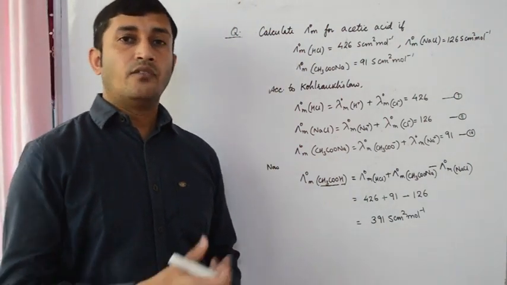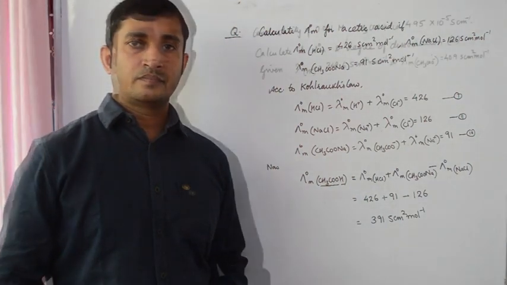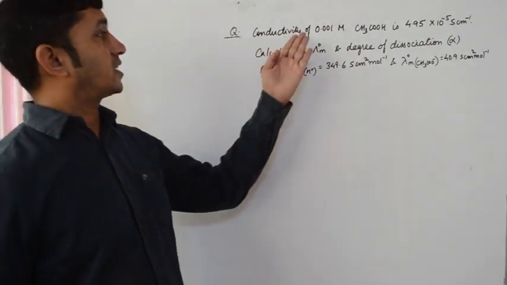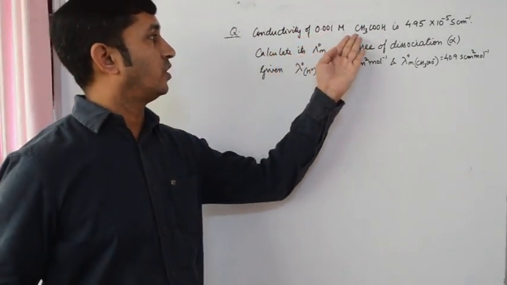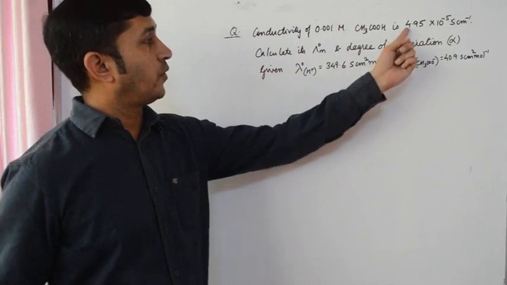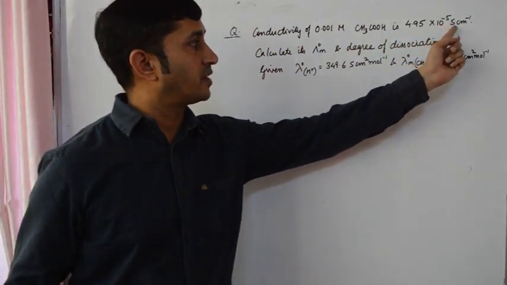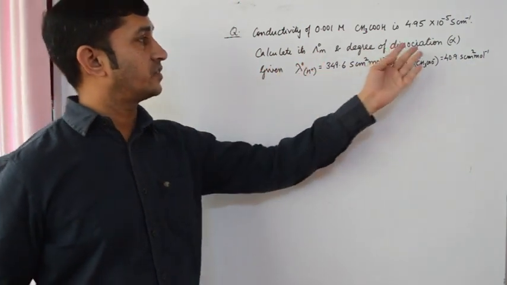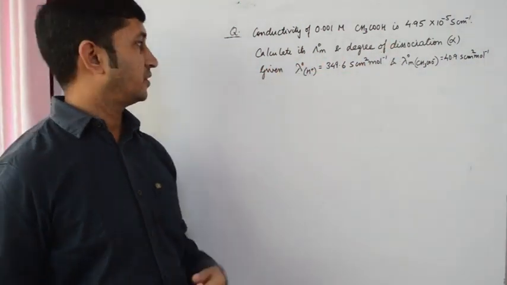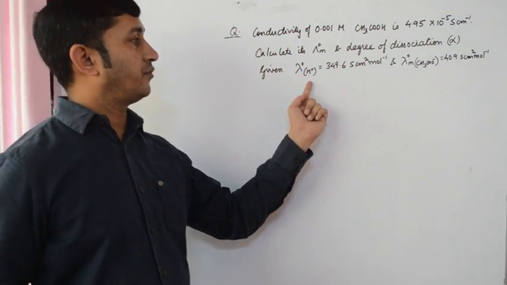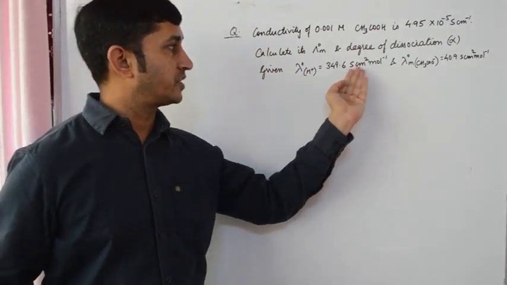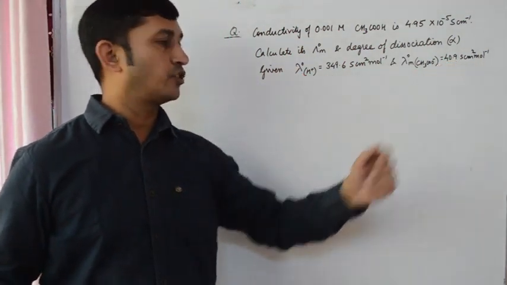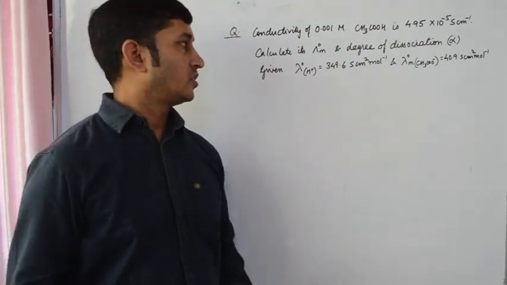Now let us see one more example. Now here is another question. Conductivity of 0.001 molar acetic acid is 4.95 into 10 to the power minus 5 Siemens per centimeter. We have to calculate its molar conductivity and degree of dissociation. Limiting molar conductivity for hydrogen ion is 349.6 and for acetate ion is 40.9. So now let us start.